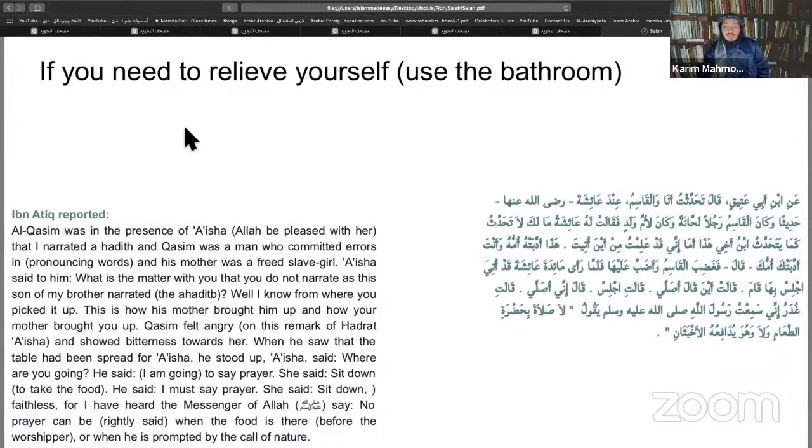All right. If a person needs to use the bathroom now and it's time for prayer at the masjid, the person can use the bathroom, of course, and should use the bathroom before going to the masjid, even if he's going to miss the prayer.